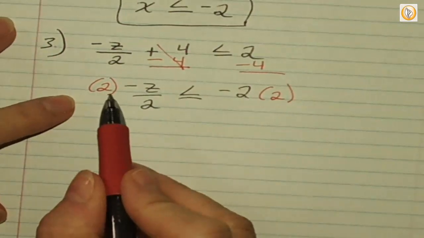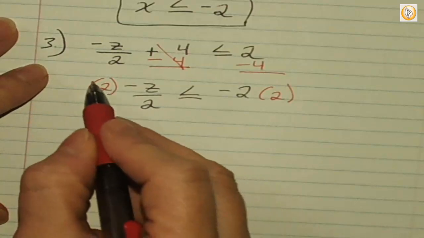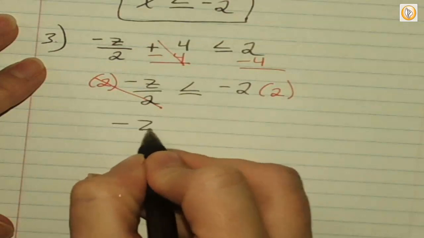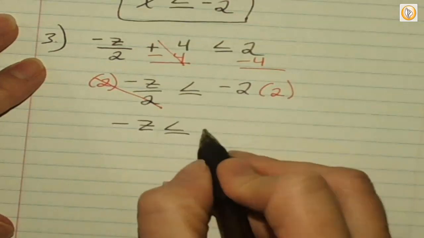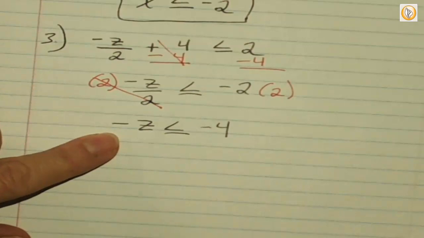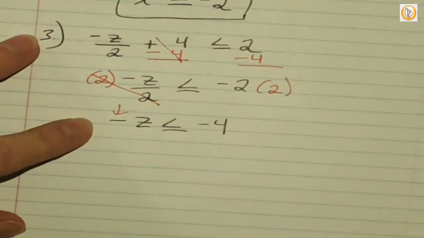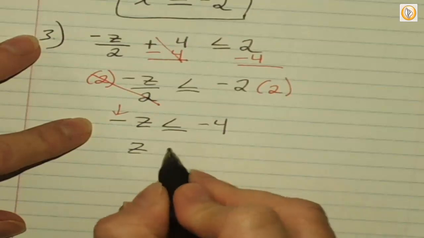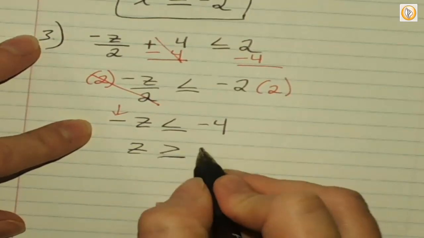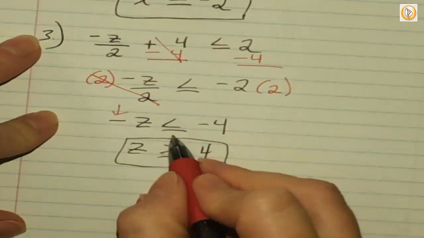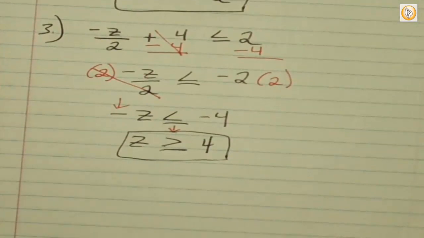So this time, we're going to multiply both sides by positive 2. Those cancel out. And I get negative z is less than or equal to negative 4. Can I have a negative variable, boys and girls? No. So I apply it to the other side, and this sign changes, and I get positive 4.